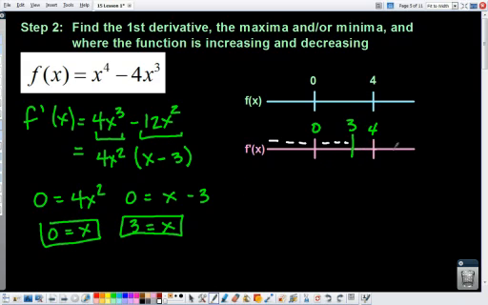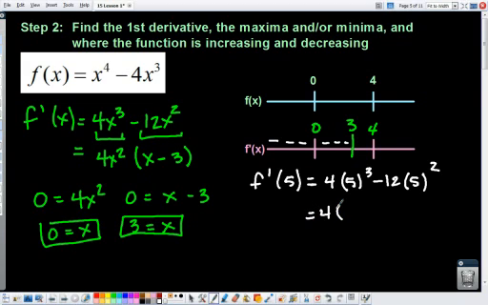So 3, let's pick a number greater than 3, so let's do number 5. So we're going to say f prime of 5, and everywhere I see x, I'm going to put in 5. Okay, so I end up with 4 times 125 minus 12 times 25, and that gives me positive 200.